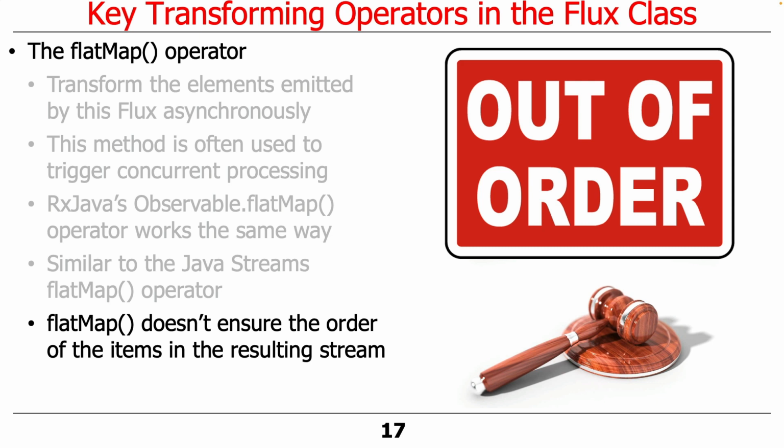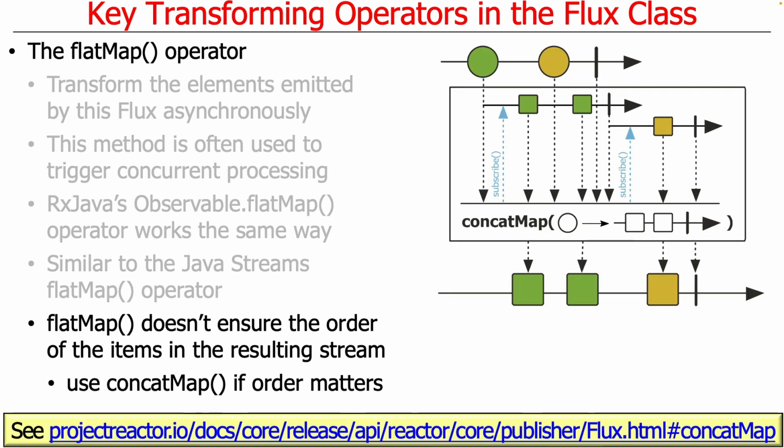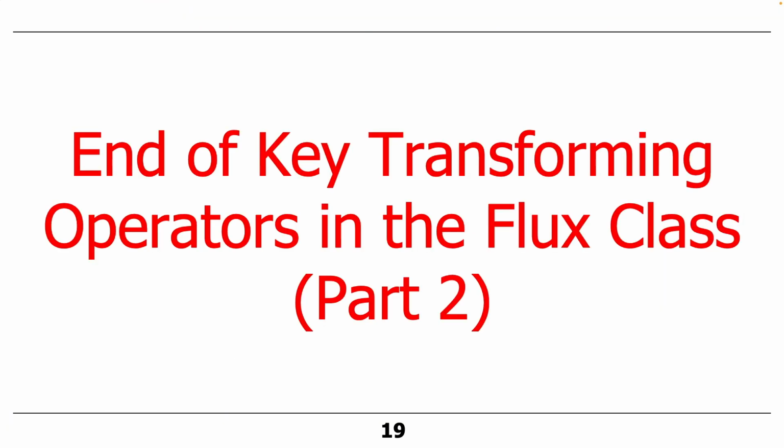flatMap doesn't ensure the order of the items in the resulting stream. They can be in different orders. If you really need to have order matter, then you need to use concatMap. So that's the end of the first part of the discussion of flatMap. In the upcoming next part of the video, we're going to talk about how flatMap compares and contrasts to map.